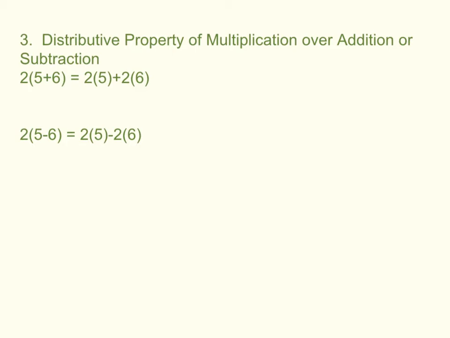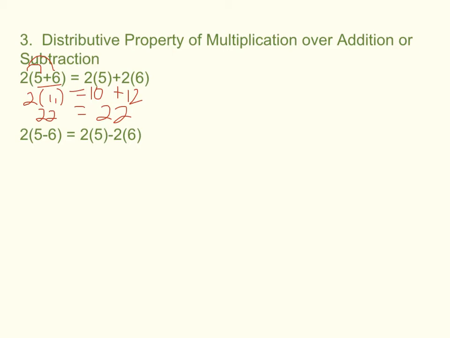In the first one, I would do this parentheses first, and that's 5 plus 6 is 11, and 2 times 11 is 22. Well, that's the same thing as taking this 2 and multiplying it by both the 5 and the 6, and then adding the result. So 2 times 5 is 10, 2 times 6 is 12, and when I add those two together, I still get 22.